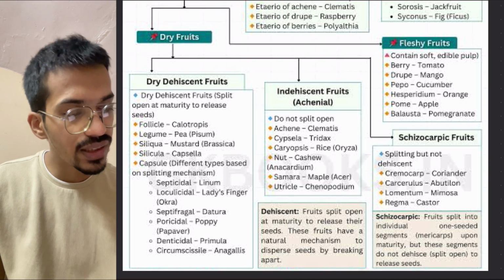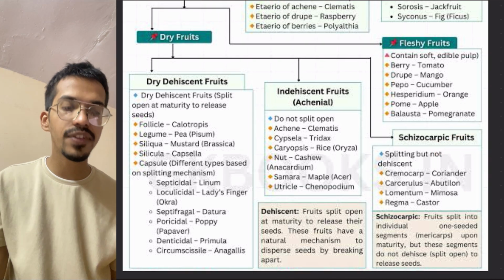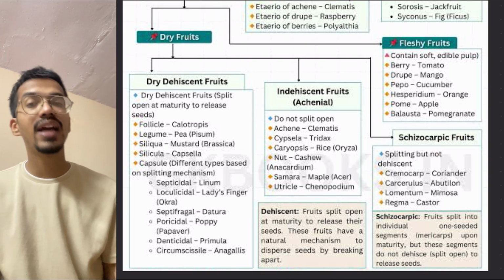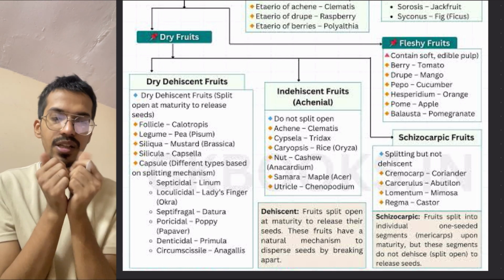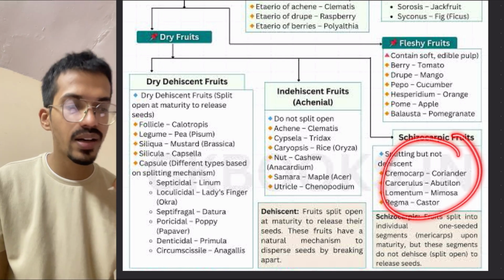Okay, then we have schizocarpic fruits. Schizocarpic fruits are splitting but not dehiscing. Dehisce means completely opened up, but splitting means a little bit opened up. So these three examples are there.